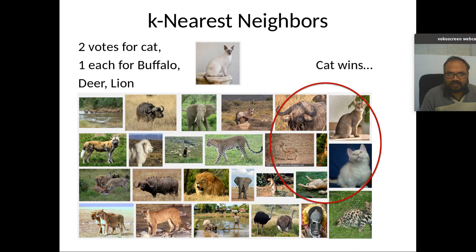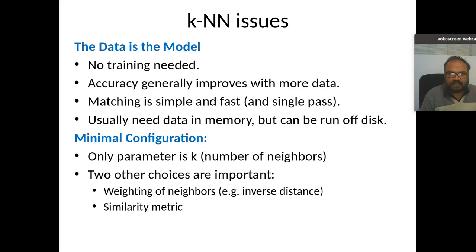So here are some examples. Okay, the issue with KNN is that the data itself is the model, so there is no training needed, and the accuracy is mostly dependent upon the size of the data. So if we use more data or more neighbors, then the accuracy improves.